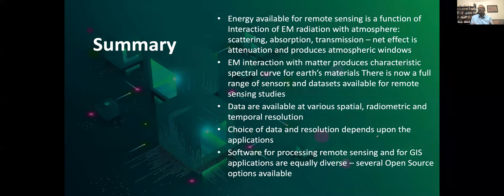The data are available at various spatial, radiometric, and temporal resolutions. The choice of data and the resolution will depend upon your application. There are multiple software packages. Not everything you can buy or should buy. There are lots and lots of data available now as open source data sets, both data as well as software bundles. So feel free to use them.